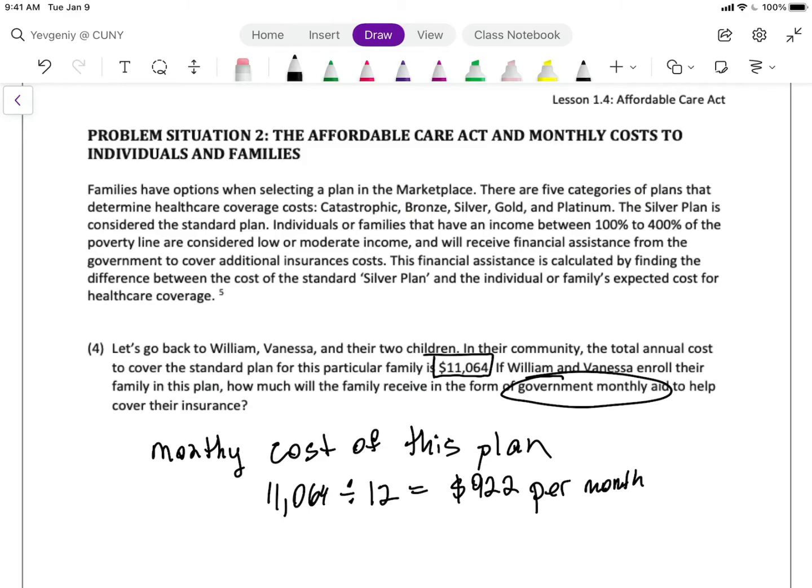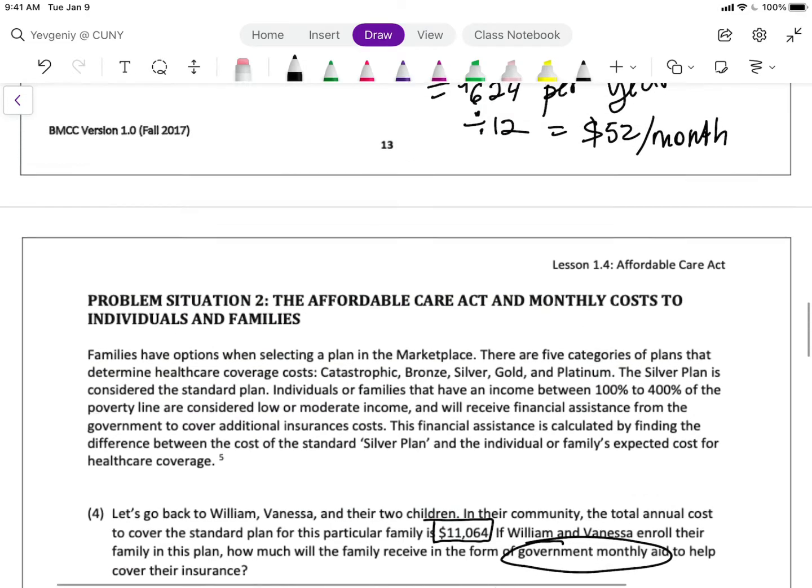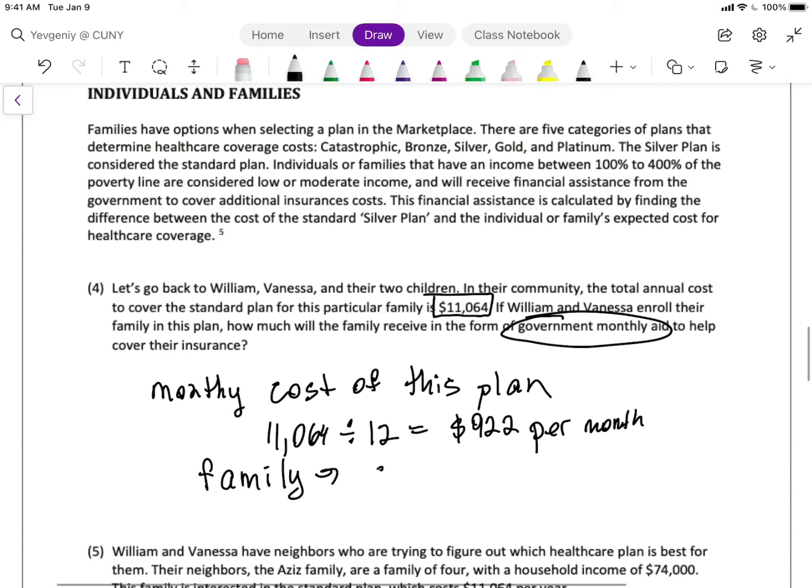Then what would be the cost in terms of the aid? Well, the family pays no more than 3%, I mean 2%. We did this in the previous question. They are paying $52 a month. The government, the federal government, will pay the rest. What would that be? Give me a moment to calculate that.